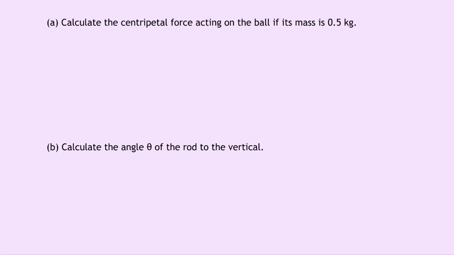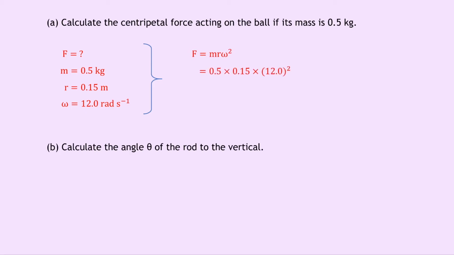So writing down what we know from the question, we're trying to find the force F. We know that the mass is 0.5 kilograms. We know that the radius is 0.15 meters, and the angular velocity omega is 12.0 radians per second. So writing down our equation for the centripetal force in terms of the angular velocity omega, we have F equals m r omega squared, which is equal to 0.5 times 0.15 times 12.0 squared once you put your numbers in, and putting that into your calculator should give you an answer of 10.8 newtons.